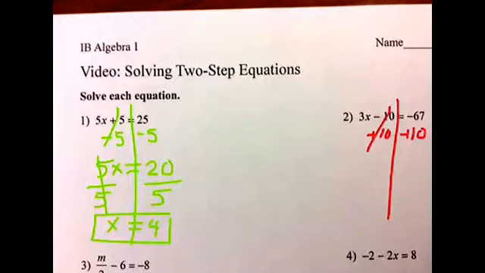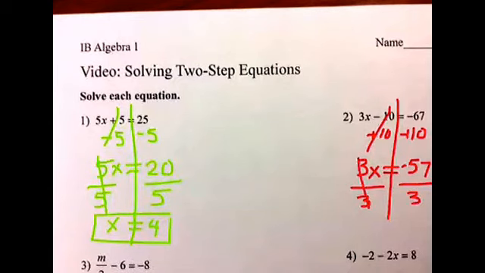Negative 10 and positive 10 are going to cancel out. I'll have just 3x left on that side, equals negative 67 plus 10, which is negative 57. So my equation now is 3x equals negative 57. I look at the x, what's happening to x? 3 times x. In order to undo multiplication, I do division. So I'm going to divide both sides. I'm going to divide it by 3 because 3 is the coefficient of x. So whatever is in front of the x is what I'm going to divide by.